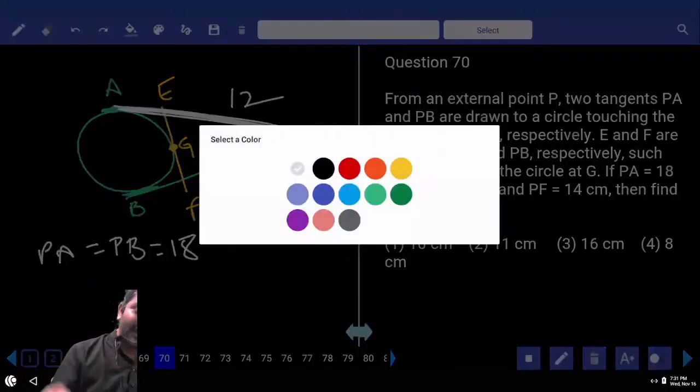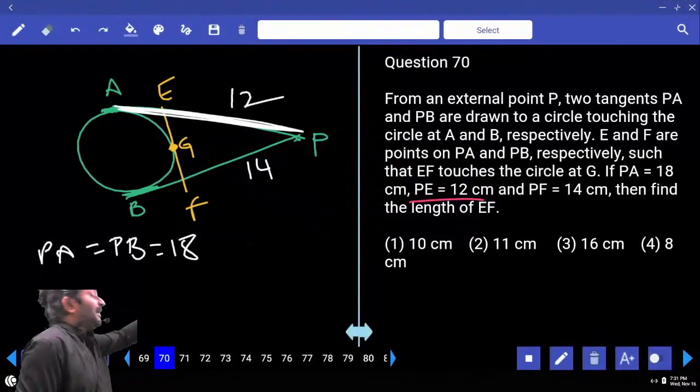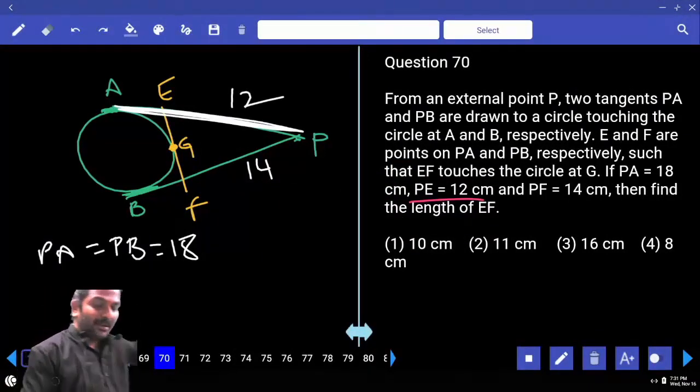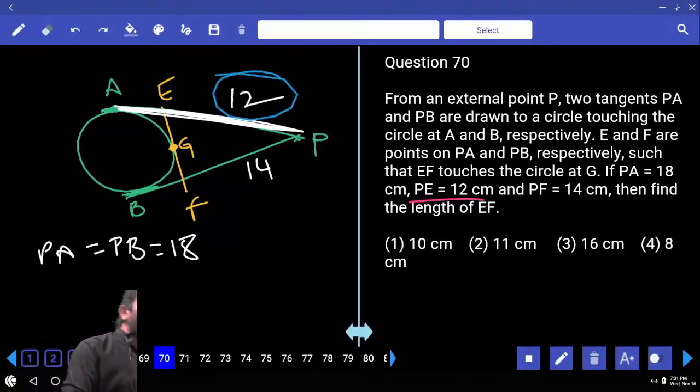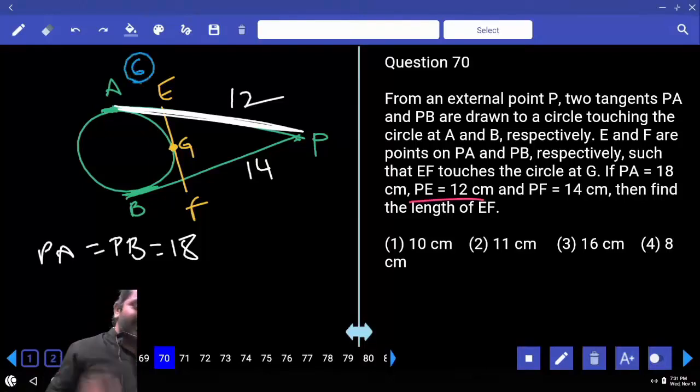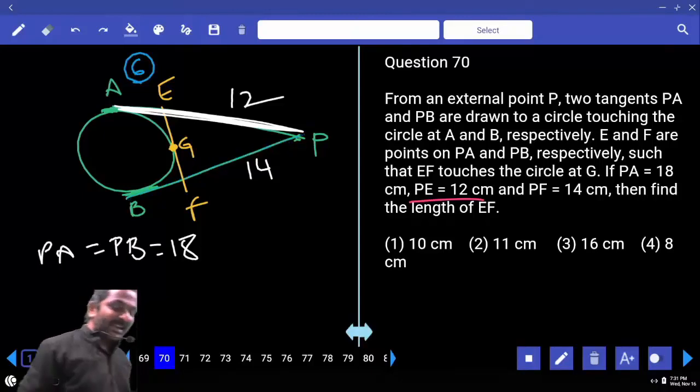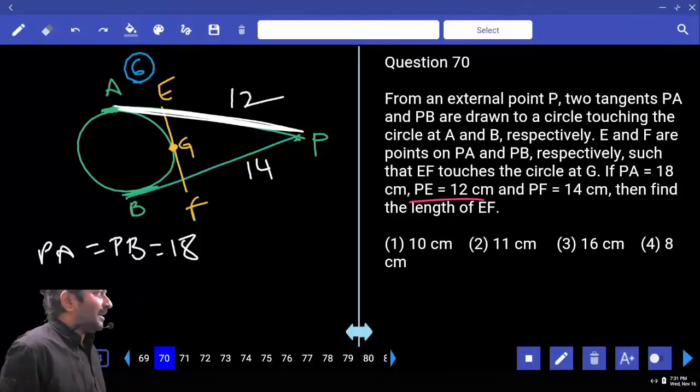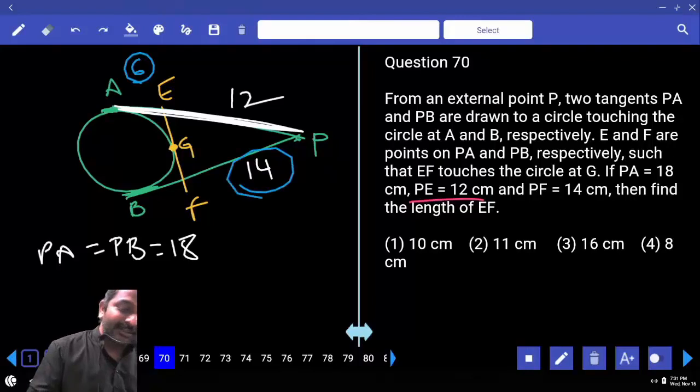So now look at this. PA is equal to 18, right? Out of 18, already 12 we have. Then AE is equal to 6. Now in PB, which is 18, out of PB, already we have 14. Then what is the remaining value?